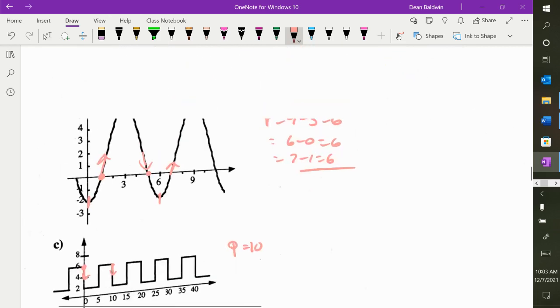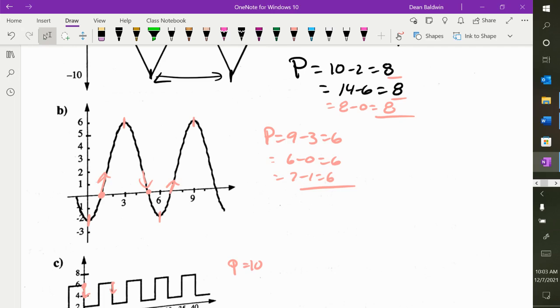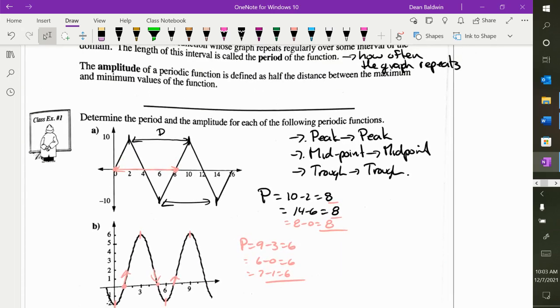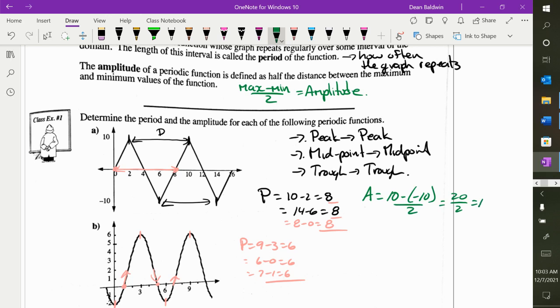All right. Okay. Amplitude. Amplitude actually has a formula. Amplitude is half the distance between the max and the min values. Basically, you just go max minus min and divide by 2. That's your amplitude. So, in the first one, what's the maximum value? 10. What's the minimum value? Negative 10. What's 10 minus negative 10? 20. 20 over 2 is 10.